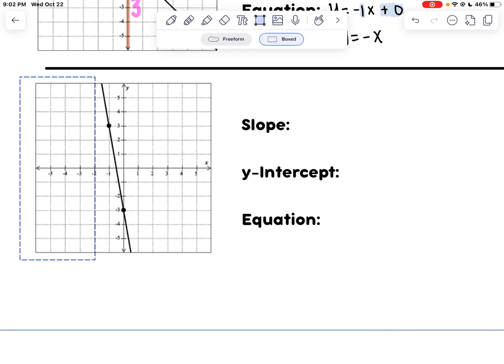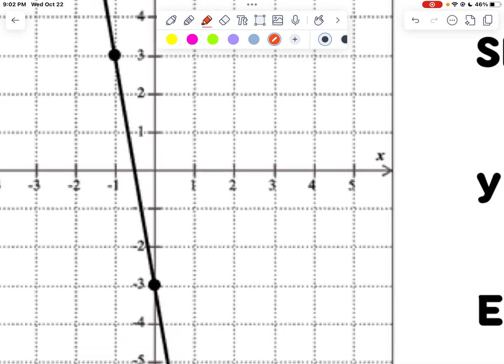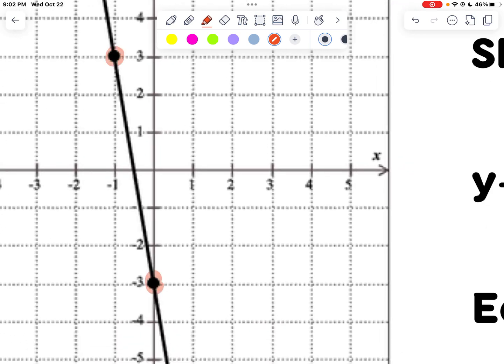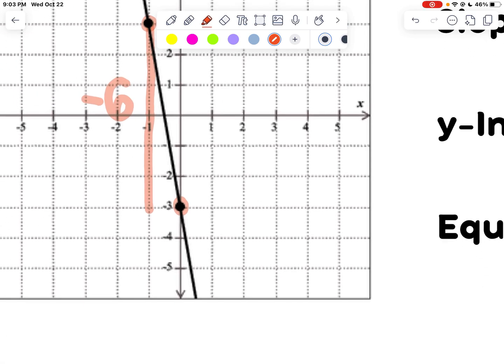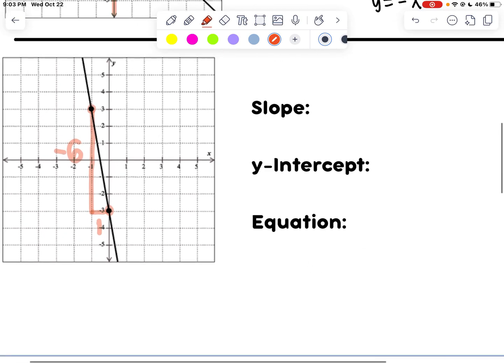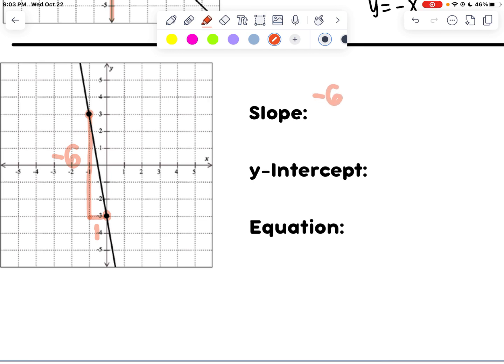I'm reading left to right, so I hit this point first. That's the one I'm going to start with. So if I'm starting here, going here, I need to figure out, am I going up or down? I'm going down, and I'm going down 1, 2, 3, 4, 5, 6. Since I went down, it's negative. Then I have to go to the right, 1. Since it's right, it's positive. My slope becomes negative 6 over 1. Negative 6 over 1 is just the same as negative 6.